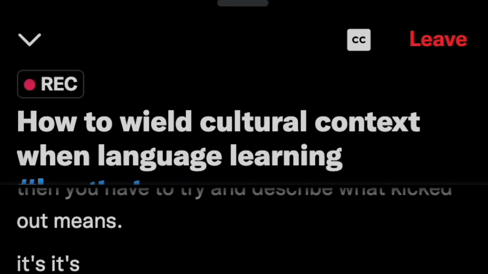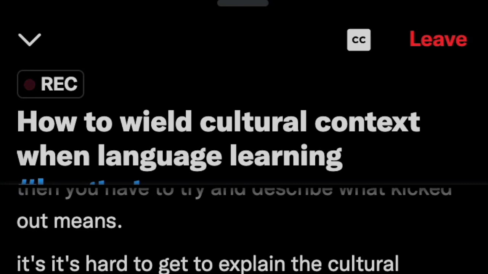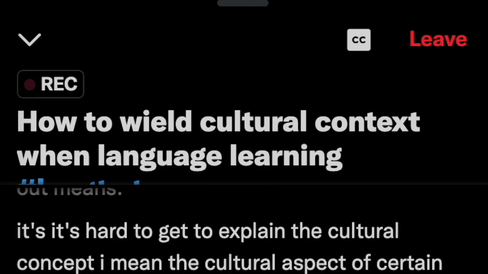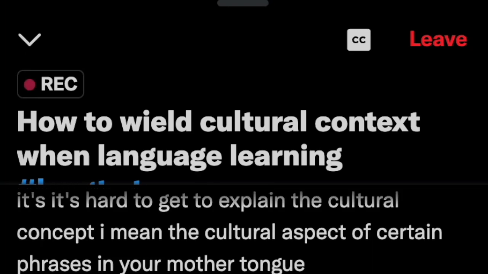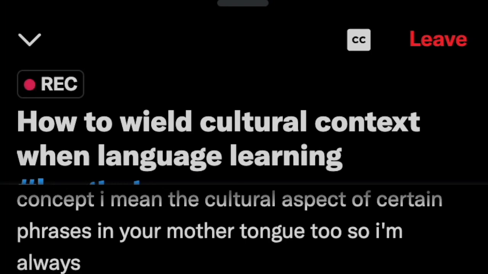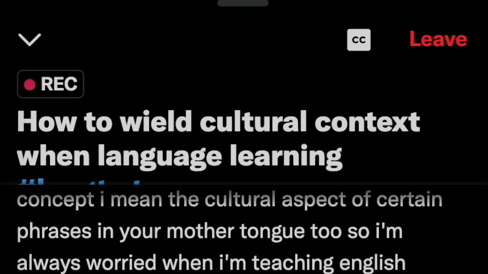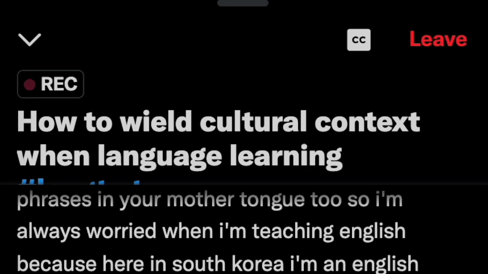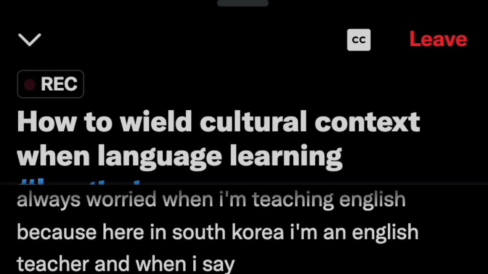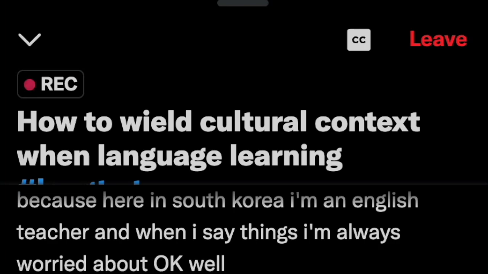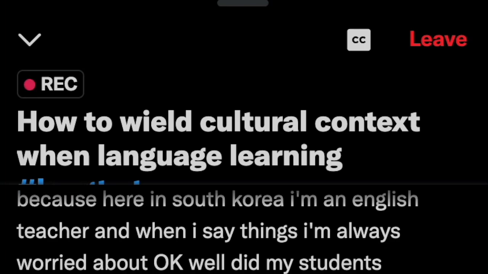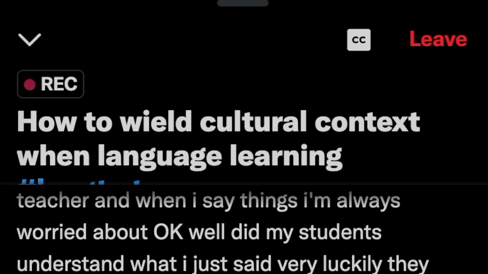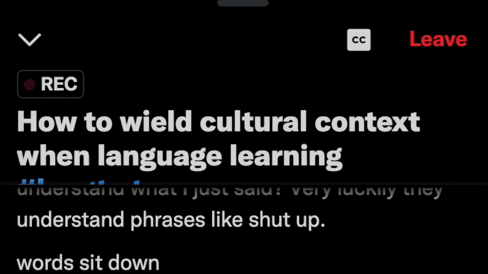It's hard to explain the cultural aspect of certain phrases in your mother tongue too. So I'm always worried when I'm teaching English, because here in South Korea, I'm an English teacher. And when I say things, I'm always worried, okay, did my students understand what I just said? Very luckily, they understand phrases like shut up or sit down, but there are certain phrases.